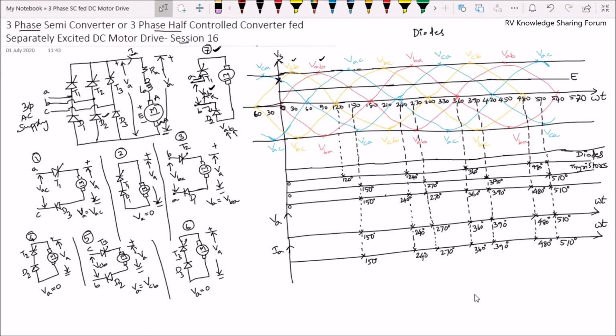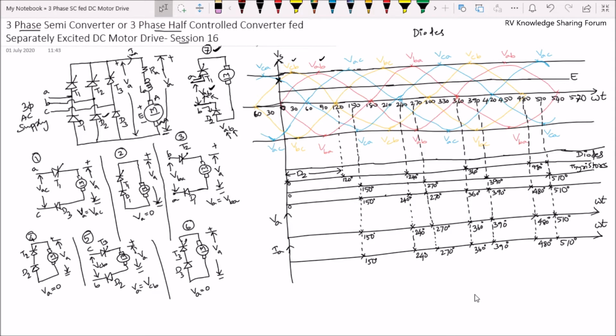Therefore, at 0 degrees, the diode D2 will get forward biased. So here let us mark the diodes and the angles at which they become forward biased. In this first horizontal column, I will mark the diodes' forward biasing points. So at an angle of 0 degrees, the diode D2 will be forward biased.